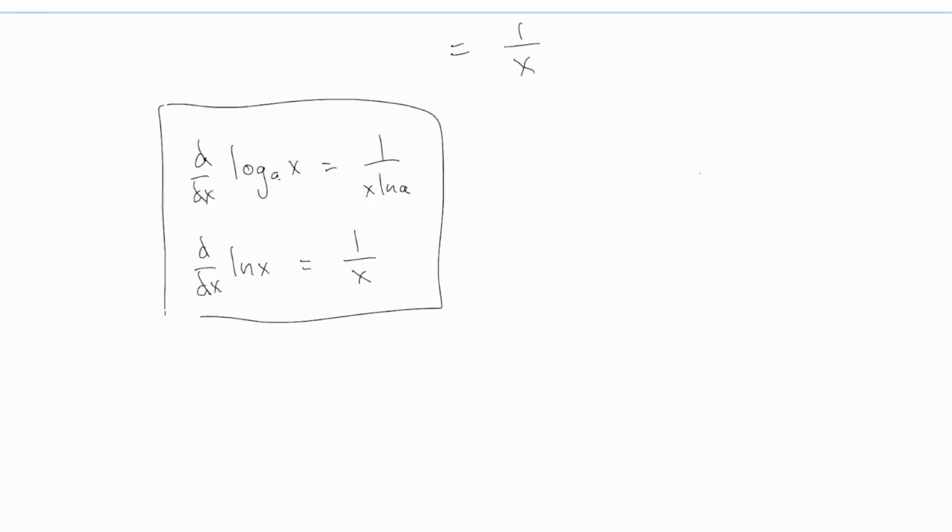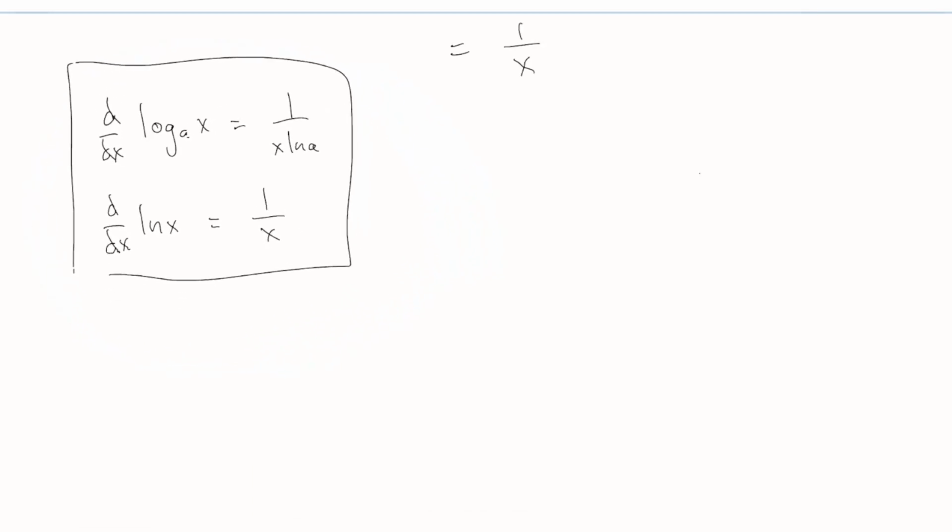All right? So I want to do a bunch of examples, as we usually do, and then I've got some for you all to try. Maybe I'll just move this guy over a little. So here are some examples. Let's try the derivative of log base 7 of x.